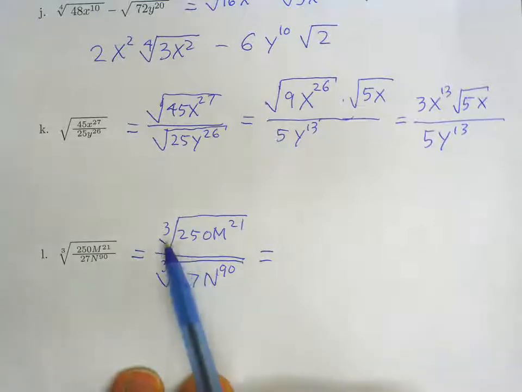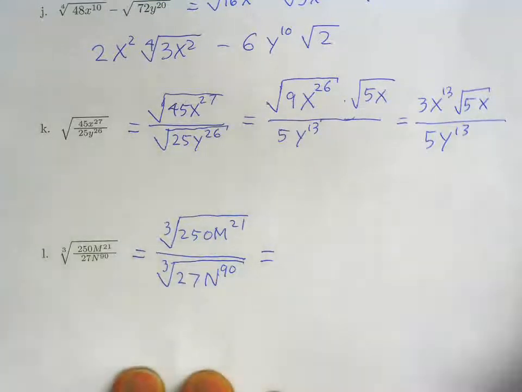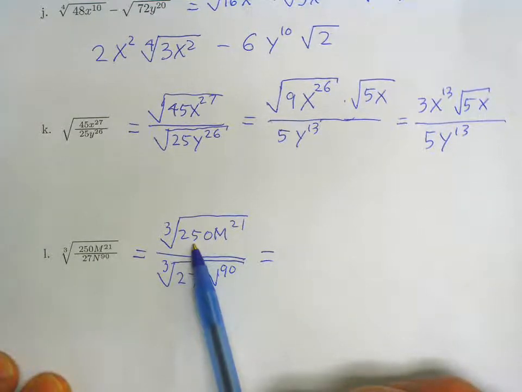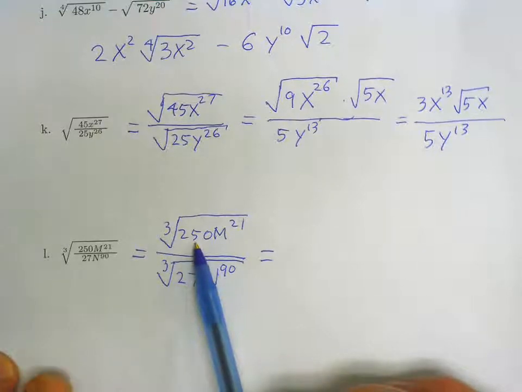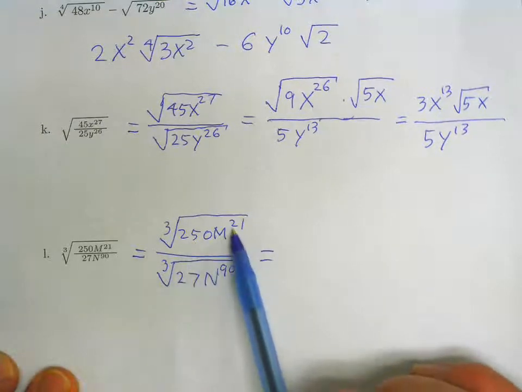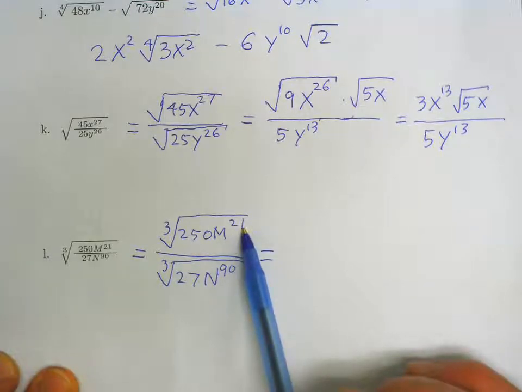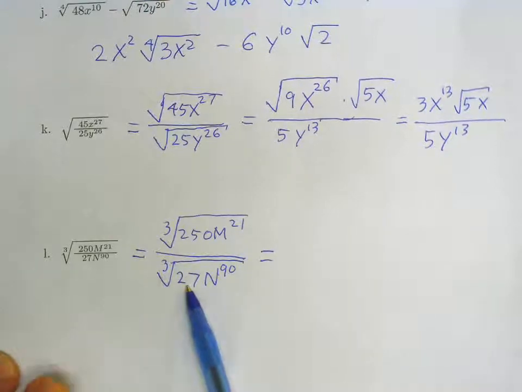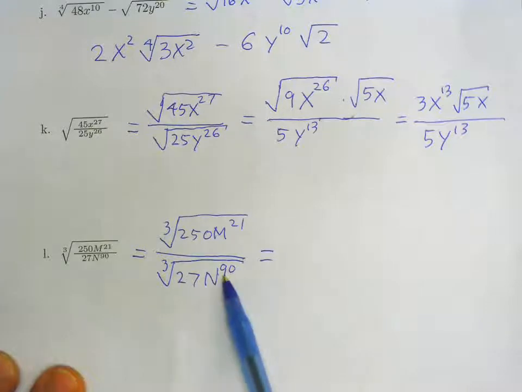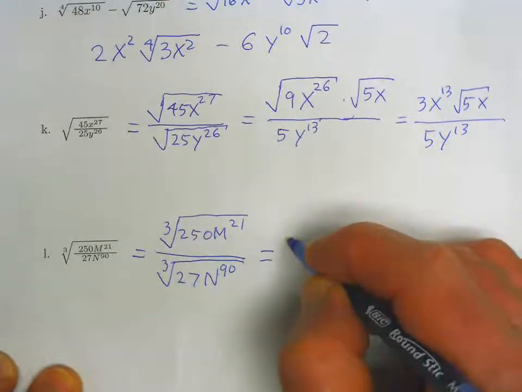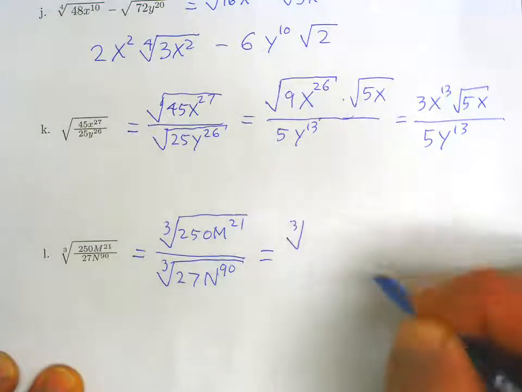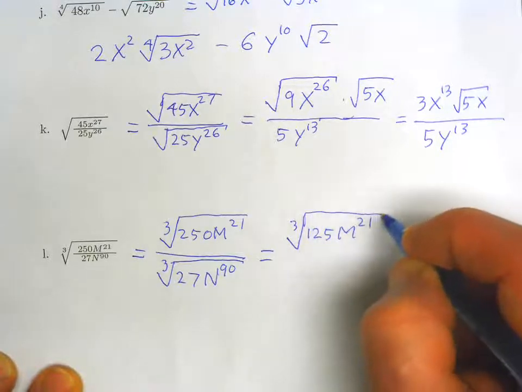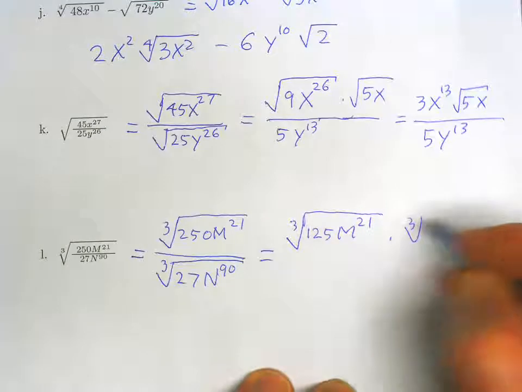But oh well. The largest factor of 250 that is a perfect cube is 125. 125 times 2 is 250. M to the 21st is a perfect cube because the exponent 21 is a multiple of 3. And then in the denominator, 27 is a perfect cube, and so is n to the 90th because 90 is a multiple of 3. So we'll rewrite this as in the numerator, the cubed root of 125 times m to the 21st, multiplied by the cubed root of 2.